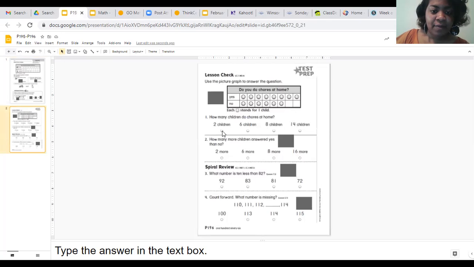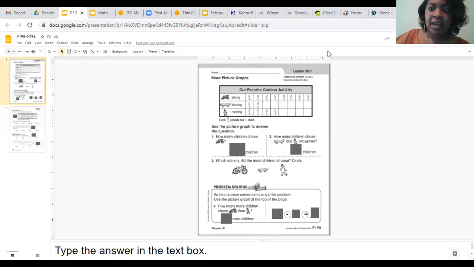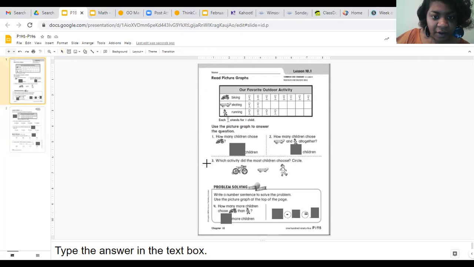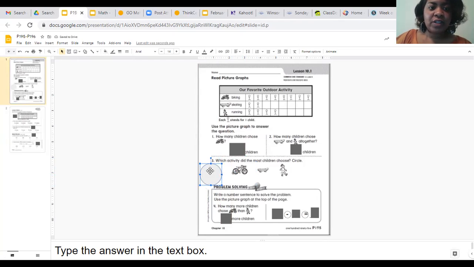Right here, since you cannot bubble in, you're going to type your answer. So make sure that you type the answer here. And let me really quickly add a circle for you. So for number 3, you have to choose the activity that the children chose, that the most children chose. And so you can take the circle that I just created and you can hover over the activity, okay? So that is how you would do that.